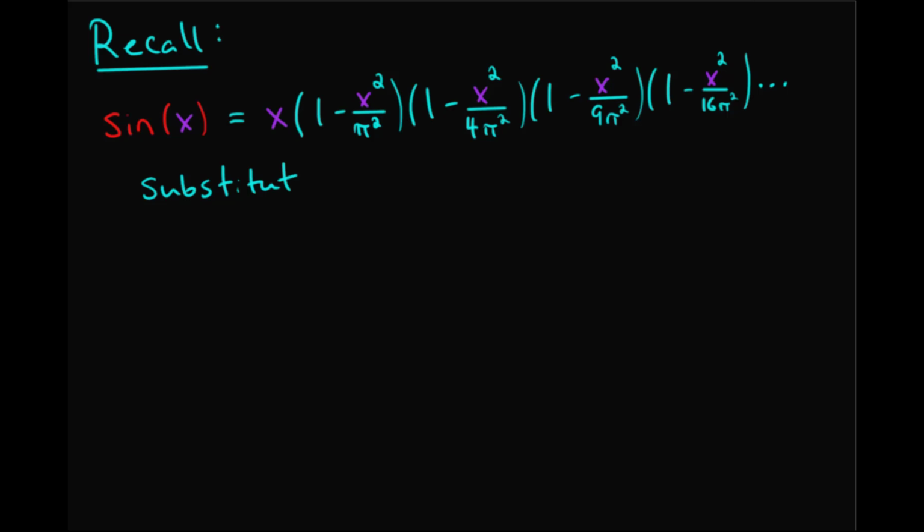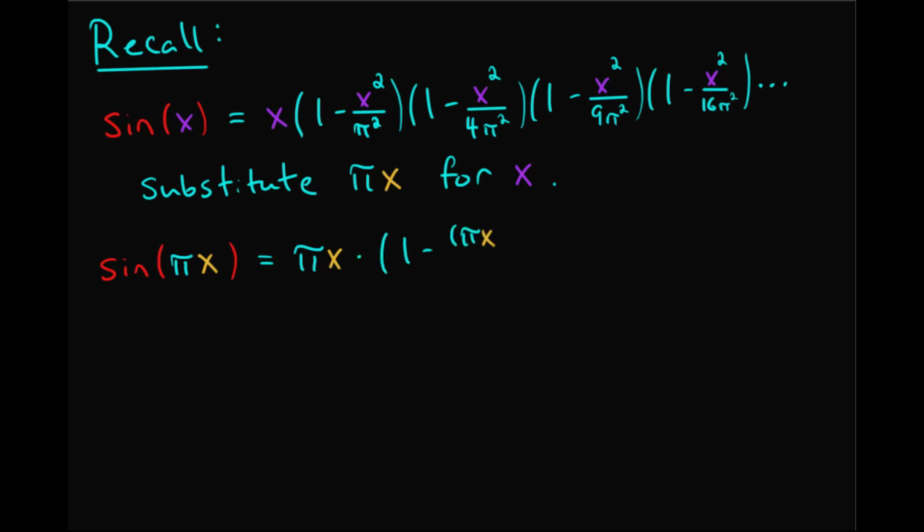Now the first thing I want to do to this formula is get rid of all of those pi squared terms in the parentheses. So to do that, I'm going to substitute pi x for x. And so when we do this, we get sine pi x equals, substituting now, pi x times (1 minus the quantity pi x squared over pi squared), times (1 minus the quantity pi x squared over 4 pi squared), times (1 minus the quantity pi x squared over 9 pi squared), and so on.